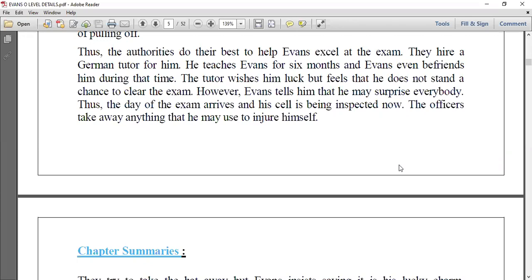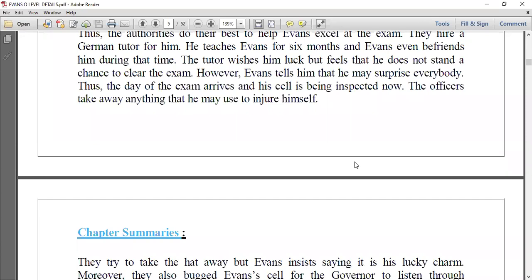However, Evans tells him that he may surprise everybody. That is very important. That means the tutor thought that he might have prepared something, or he would also get passed. But he was going to break out. He was going to escape from the prison. That's why he mentioned that Evans tells him that he may surprise everybody. The day of the exam arrives and his cell is being inspected.